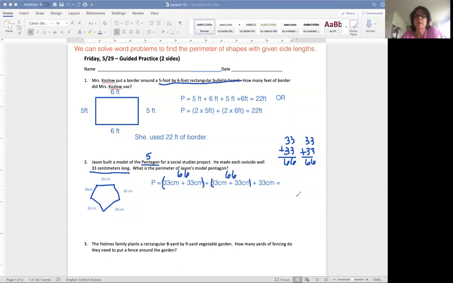So I'm going to do one more algorithm. And I'm going to put 3 numbers in this one, 66 and 66 and 33. And that will add all my sides up. Okay, 6 plus 6 is 12, plus 3 more is 15. It's the same as 5 ones and 1 10. And then I'll add my 10. 6 plus 6 is 12, plus 1 is 13, plus 3 more is 16. So my answer would be 165 centimeters. I'm just going to write that in with my pencil.